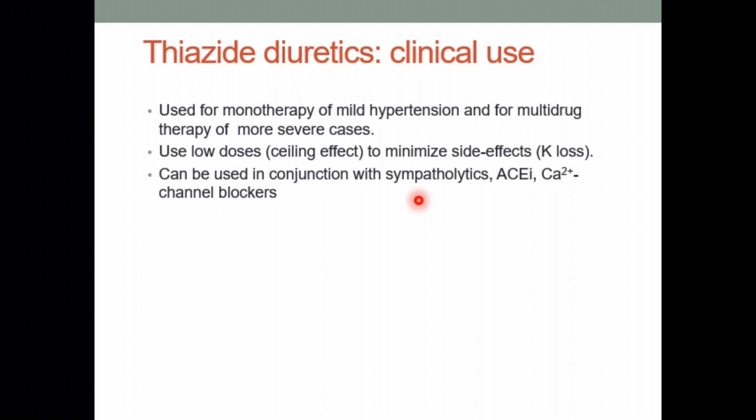It can be combined with other antihypertensive agents, for example alpha and beta blockers, sympatholytics, and ACE inhibitors and calcium channel blockers. And the ACE inhibitors and calcium channel blockers, we will deal with in a separate lecture.